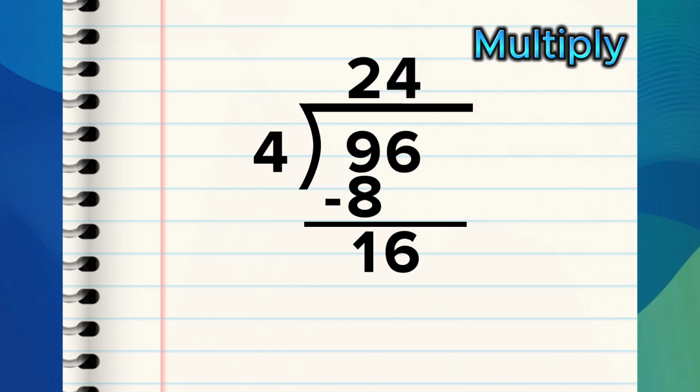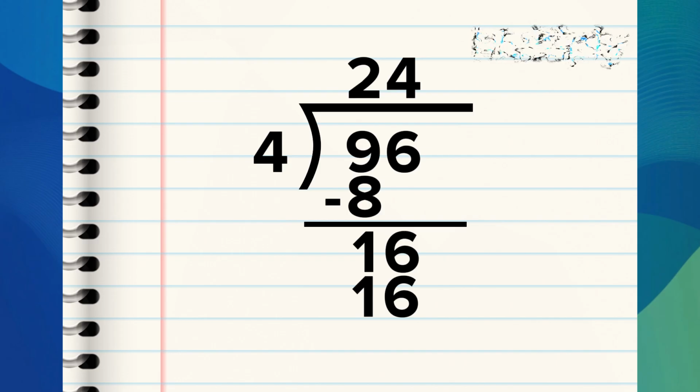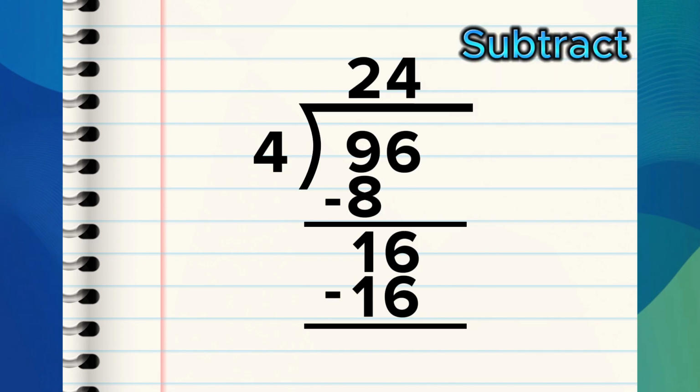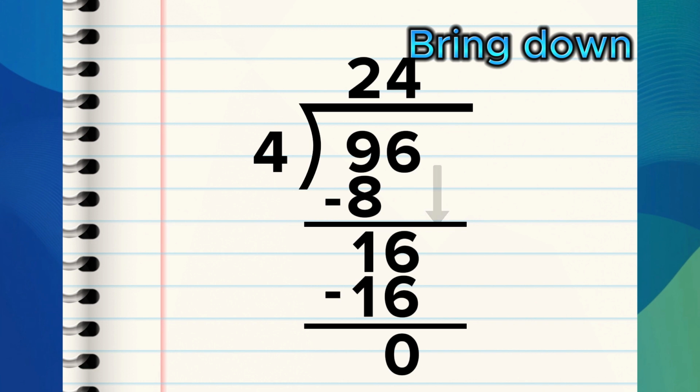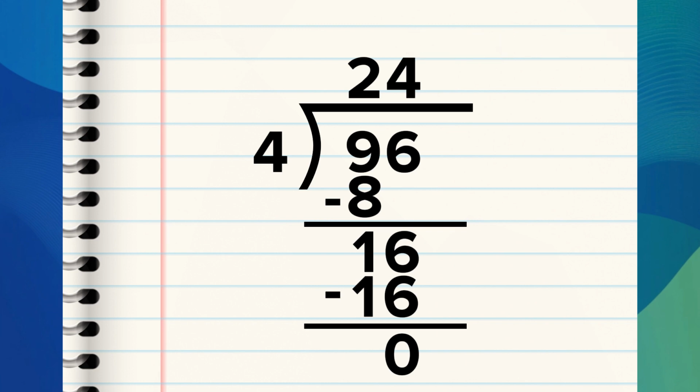Now, multiply. 4 times 4 equals 16. Write 16 underneath our other 16. When you subtract 16 and 16, you get 0. There are no more numbers to bring down, so this means we are done with our long division problem. The final answer is 24.